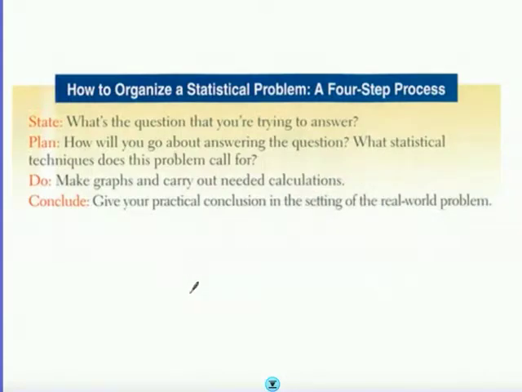All right, how to organize a statistical problem. You have a 4-step process. So the first part is to state what's the question you're trying to answer. The plan is how will you go about answering the question? What statistical techniques does this problem call for? Do, make a graph, and carry out needed calculations. Conclude, give your practical conclusion in the setting of the real-world problem.